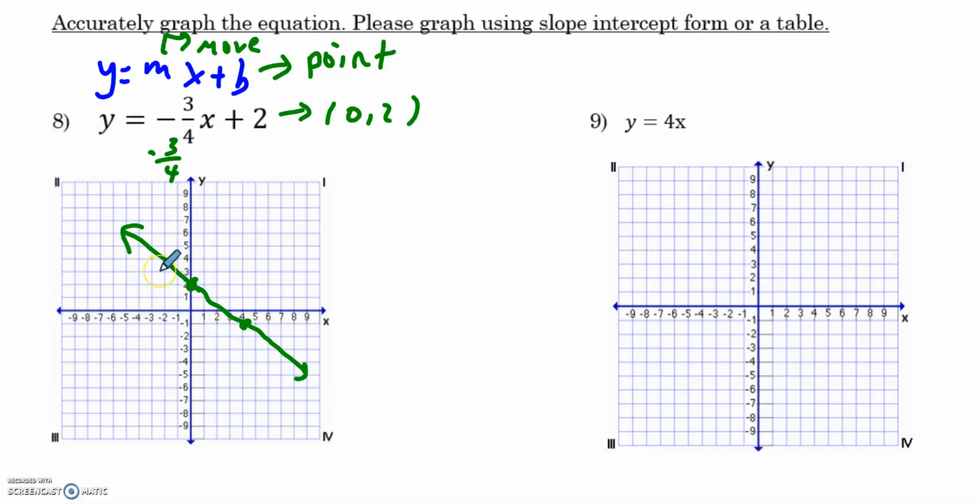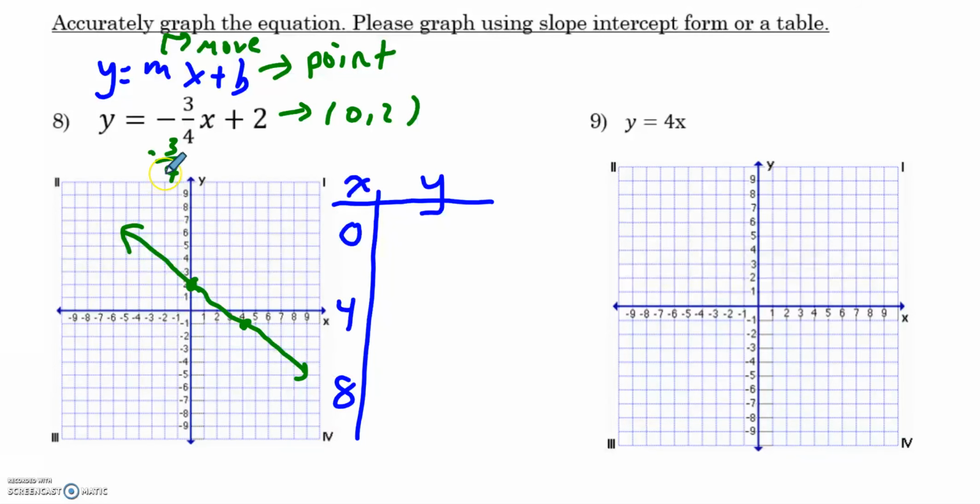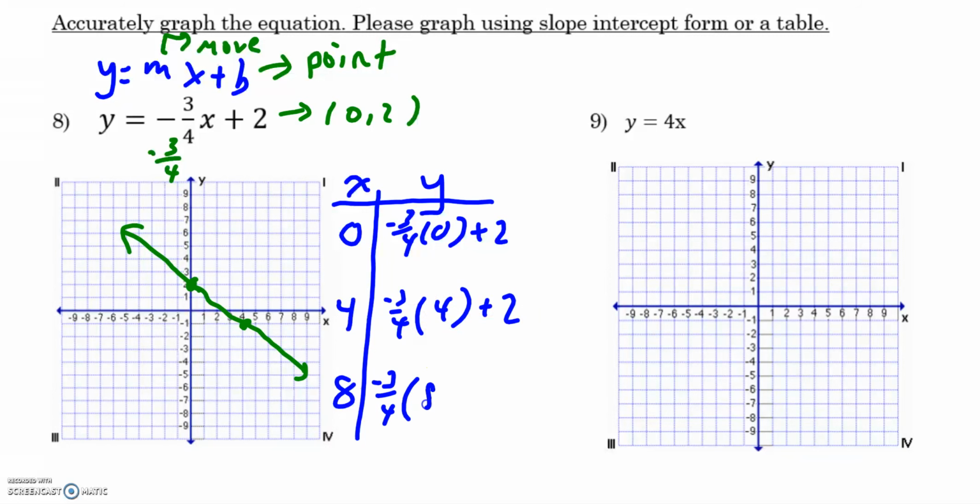Let's say you're not positive about this on the test. What you could do is come over here and make a table, x comma y. Because I'm dividing by 4, I would suggest picking 0, 4, and 8 because they're all divisible by 4 also. We can take all of these and plug them in and figure out my outputs: negative 3/4 times 0 plus 2, negative 3/4 times 4 plus 2, and negative 3/4 times 8 plus 2. So here, negative 3/4 times 0 is 0, 0 plus 2 is 2.